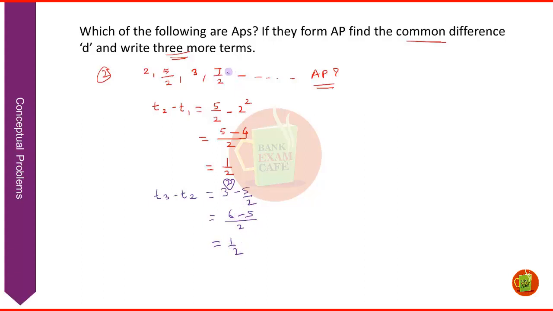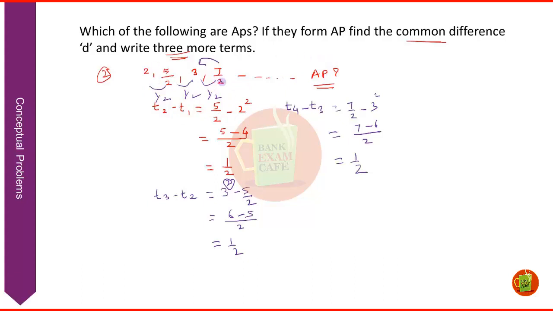Now take the next one, T4 minus T3. That will be equal to 7 by 2 minus 3. So LCM will be 2. Here we will multiply by 2. So 3 2s are 6. So 7 minus 6, that is equal to 1 by 2. And therefore everywhere the difference is 1 by 2. And since the difference is the same, it is an AP.